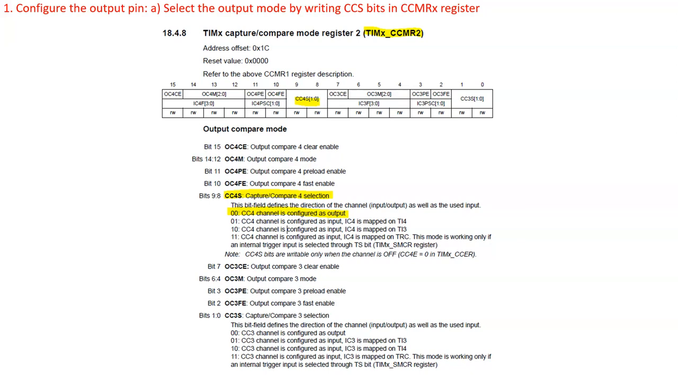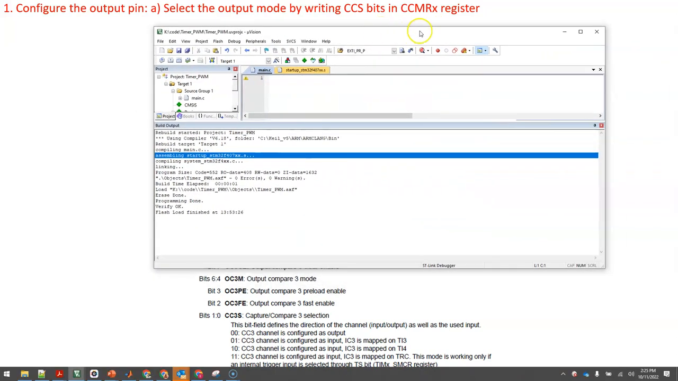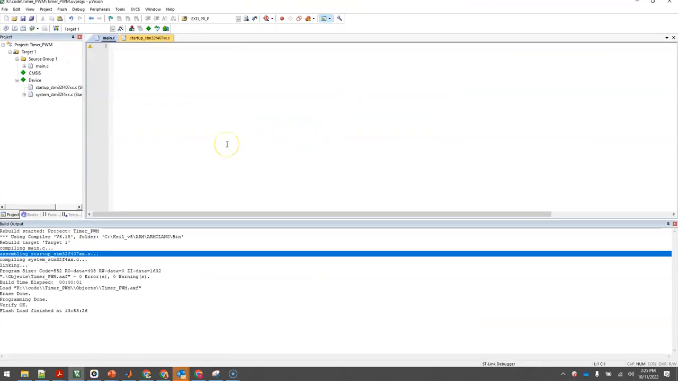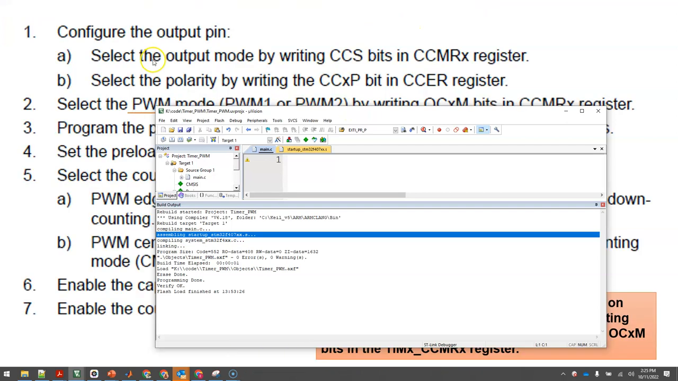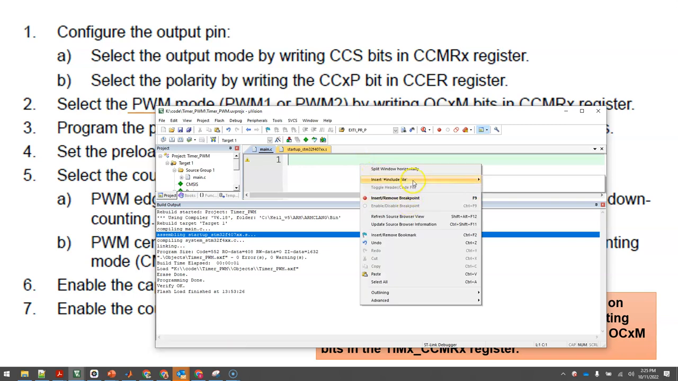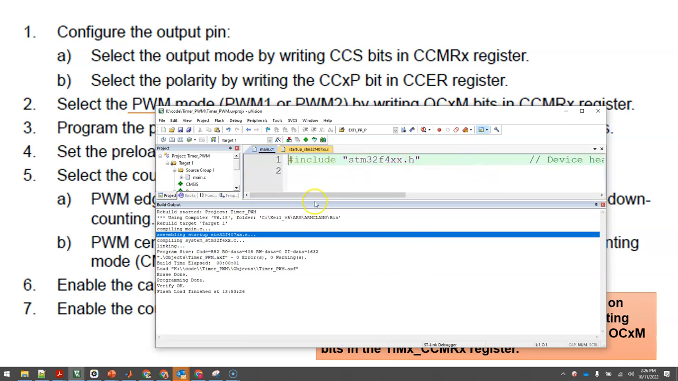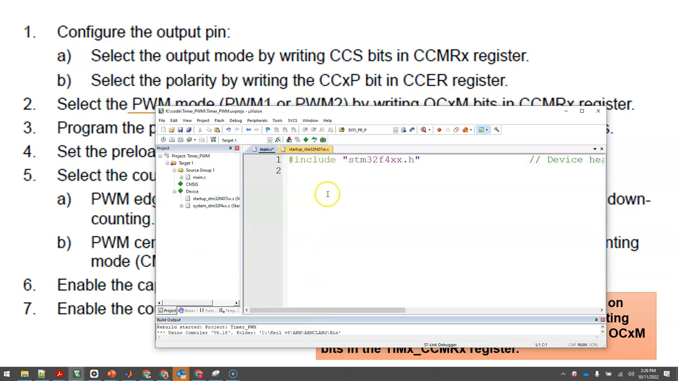So let me open up a Keil MicroVision project. I've created a Keil MicroVision project with a blank main.c file. So here it is. And let's follow the steps outlined in the reference manual on how to set up a PWM. But before I do that, let me include the header file. So I have my header file included right here. Okay, included.